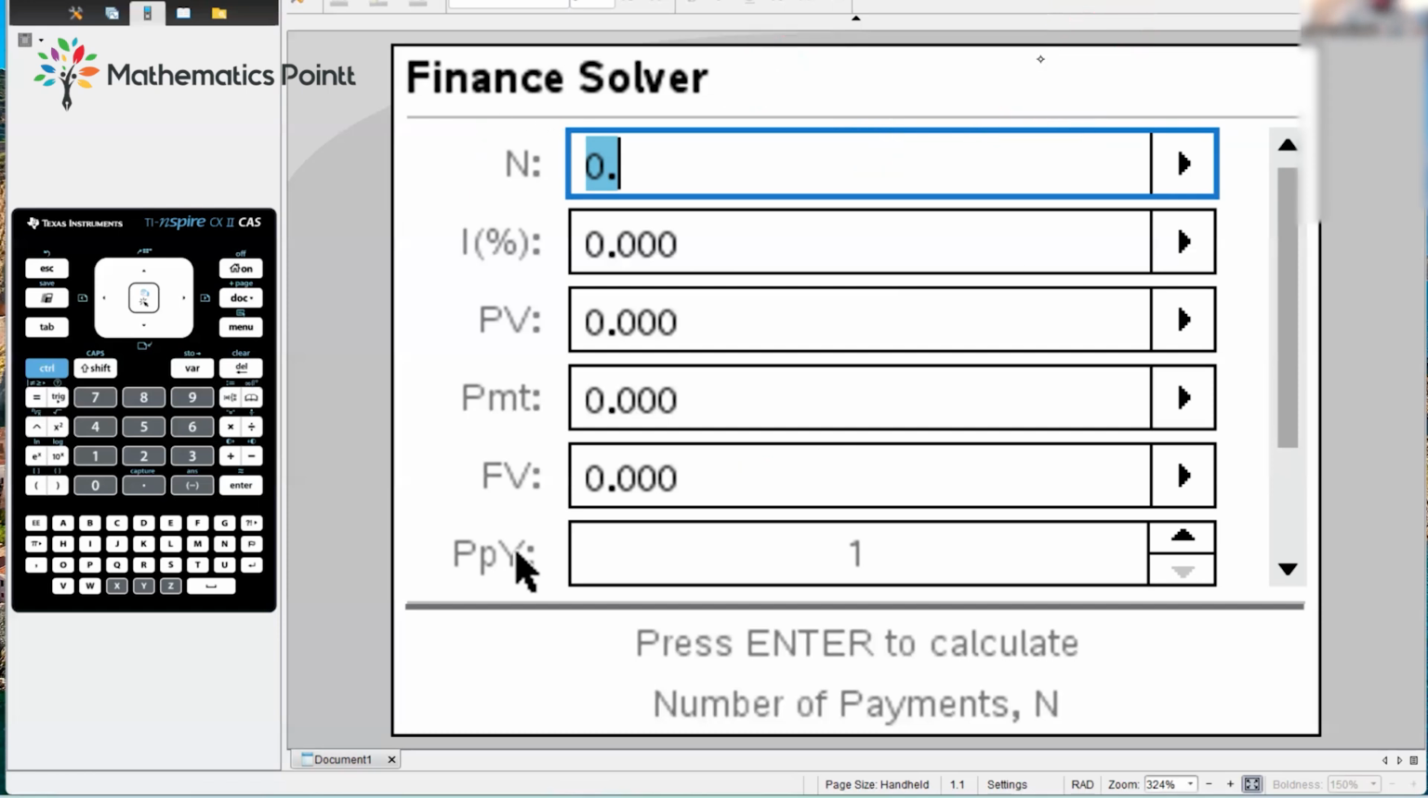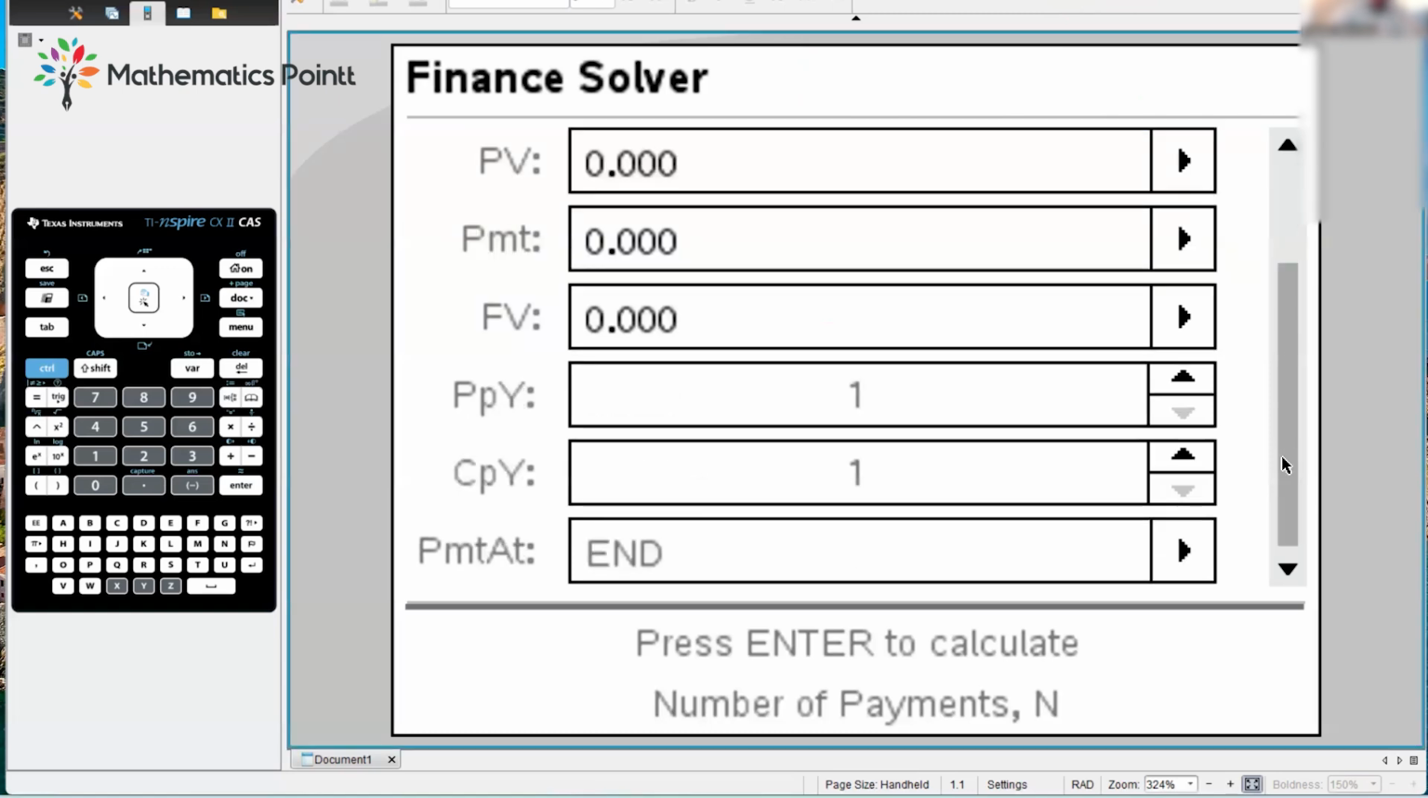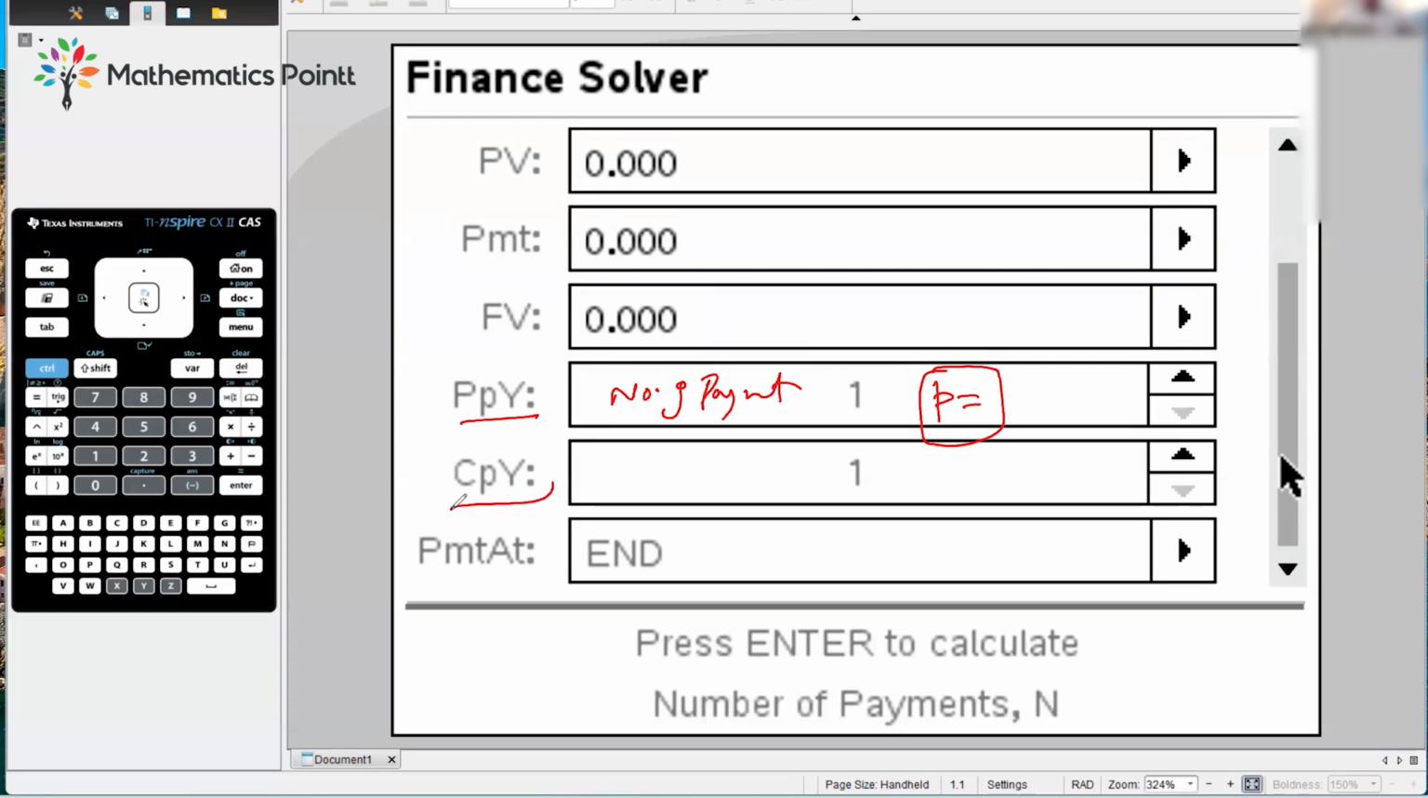Next, the PPY. PPY is number of payments per year. Your P, the compounding period. Number of payments, your compounding period, P. Exactly right. Actually, I should not say that, I take my words back. Probably the P that you just mentioned is the CPY. CPY is compounding per year. That's where the P value that you just talked about comes in. So CPY is the compounding period, where PPY is the number of payments made in 1 year.